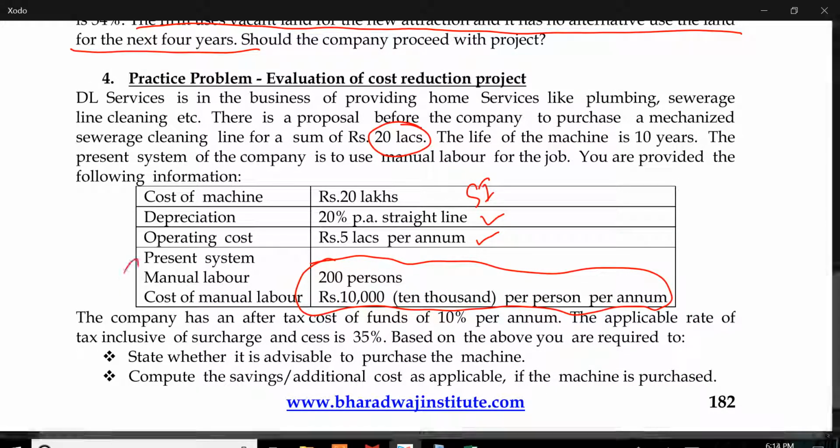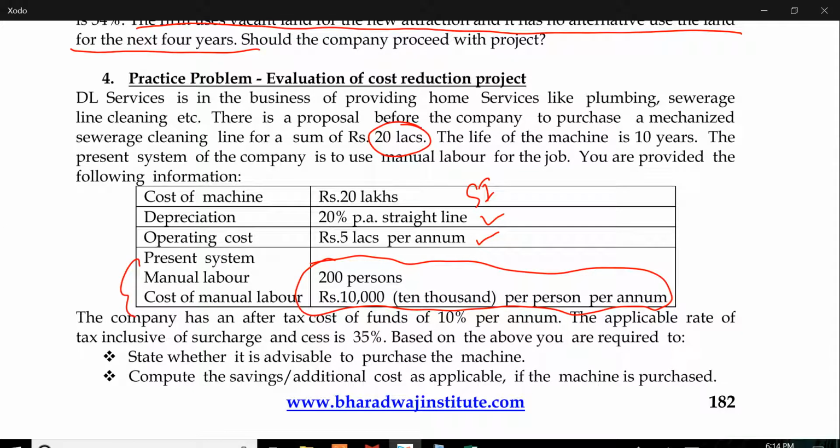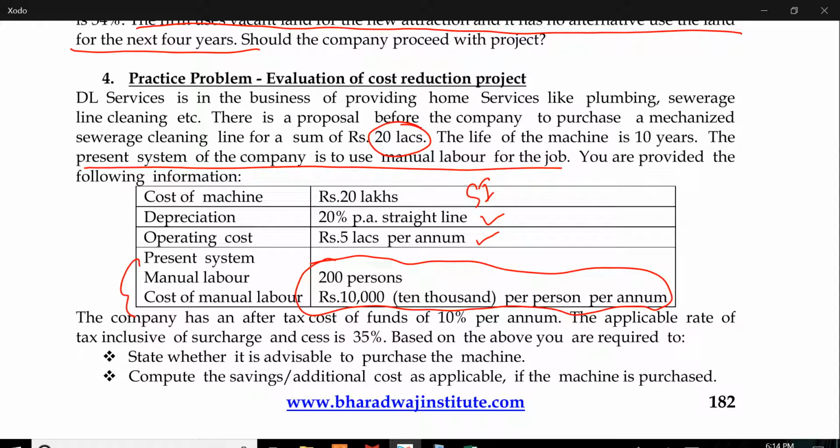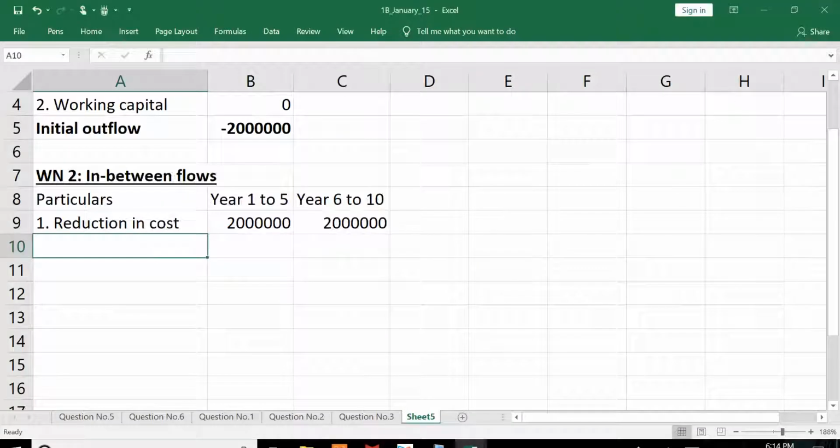Currently we are using manual labor. In manual labor 200 people are involved and we are paying 10,000 to them. So 200 into 10,000 is the current expense. Because I bring in this machinery, I will eliminate all the manual labor. In place of manual labor the system is going to come in. The present system of the company is to use manual labor for the job. This manual labor will not be required the moment you shift.